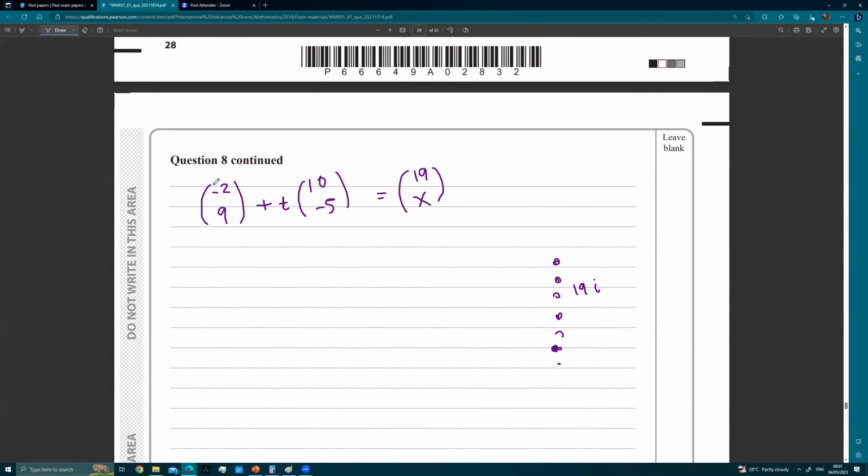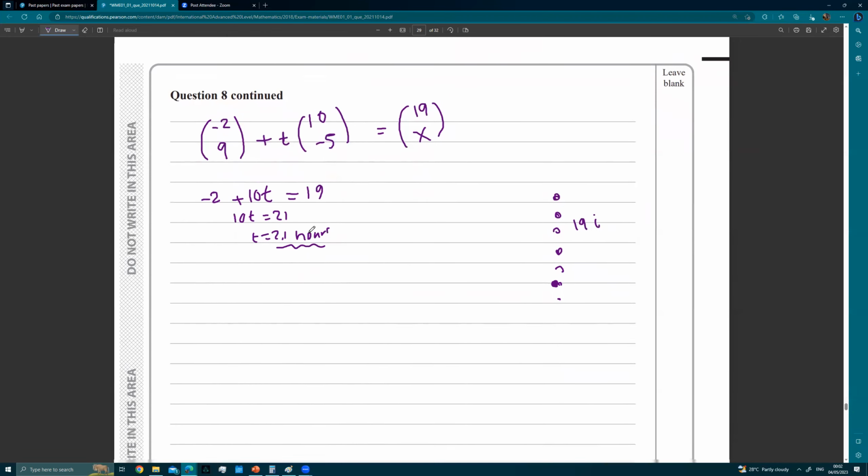Let's multiply the top first. So minus 2i plus 10i times t is equal to 19i. So minus 2 plus 10t is equal to 19. Therefore 10t is 21 and t is equal to 2.1 hours later. So 2.1 hours later, the ship now has an I value of 19. So the ship is now south of the lighthouse.